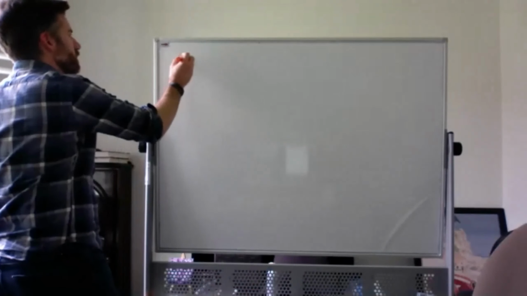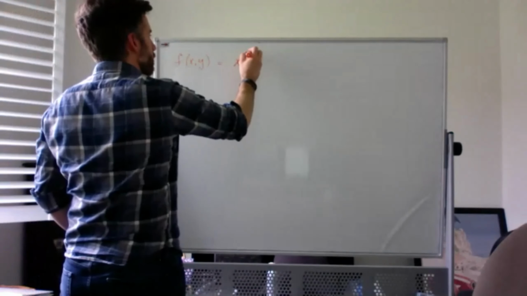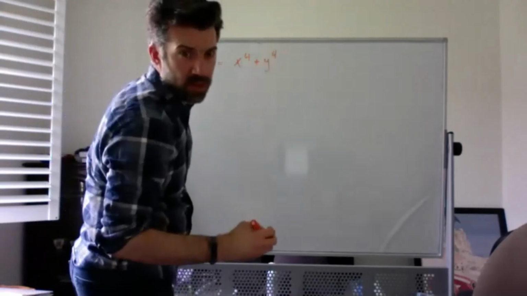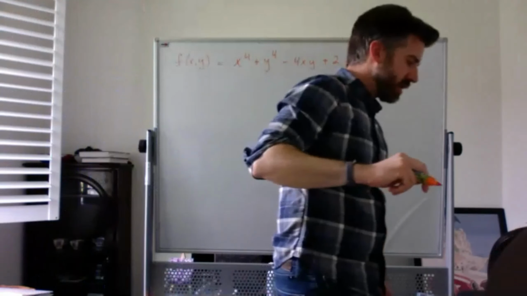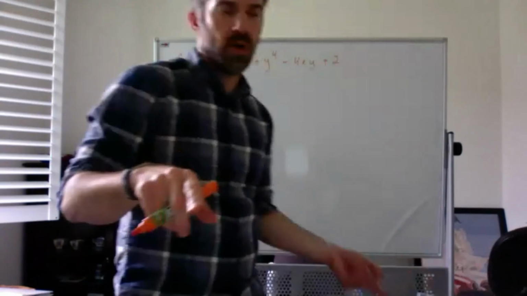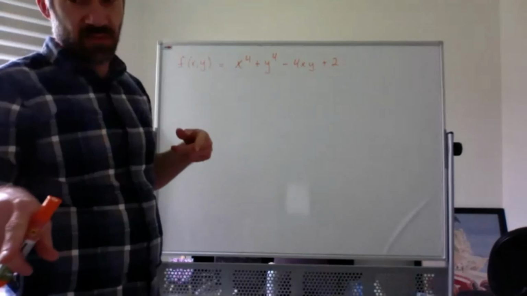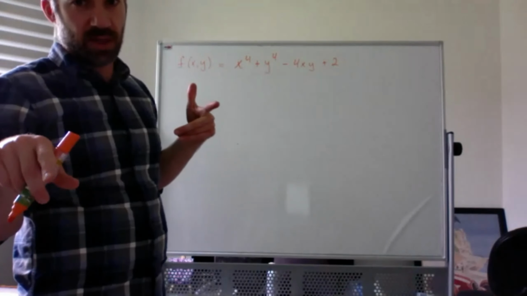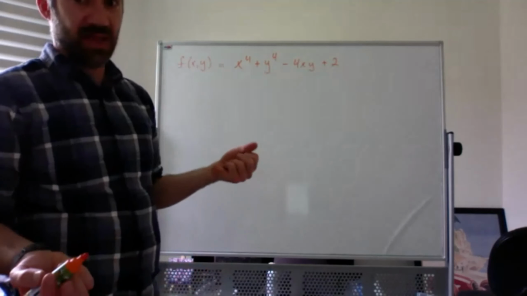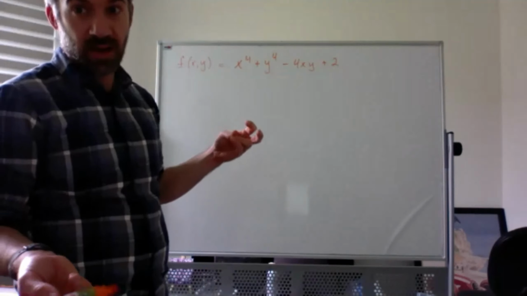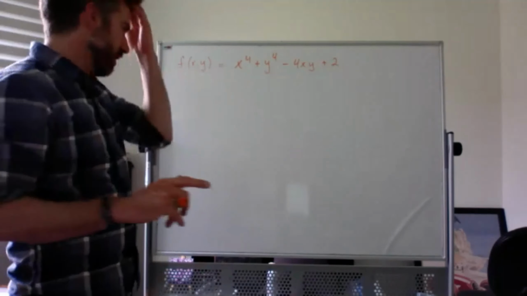Let's look at this function instead: f of x, y equals x to the 4th plus y to the 4th minus 4xy plus 2. Before we get started, I also made a couple of videos on implicit differentiation, but I think it was the wrong thing. It was finding dy/dx. I finally realized you were asking about finding del z del x and del z del y, so I made a video about that too. There should be lots of implicit stuff up there. Hopefully one of them will fit the bill.